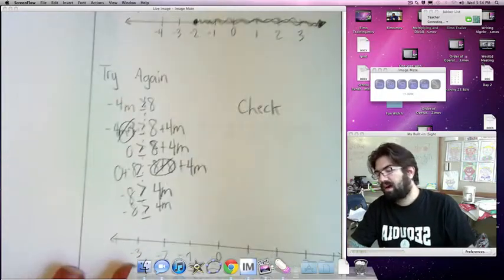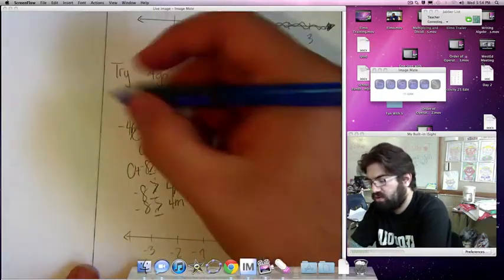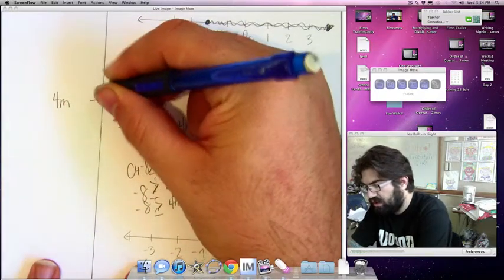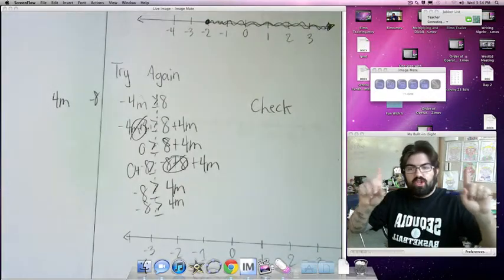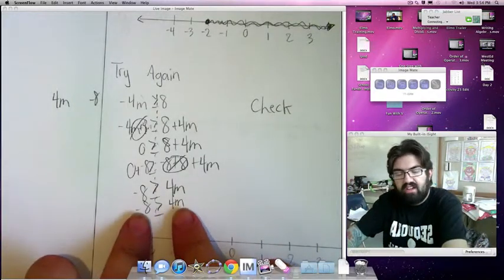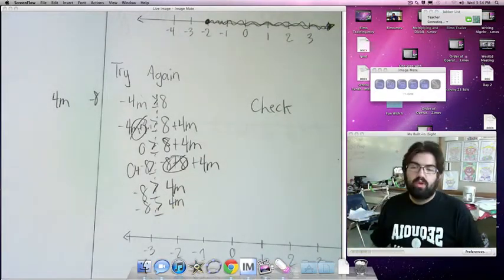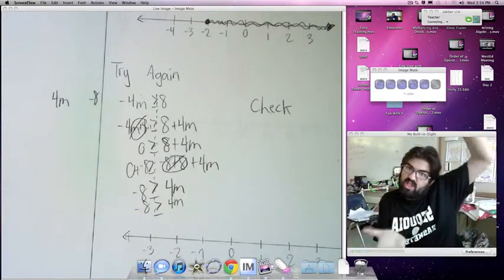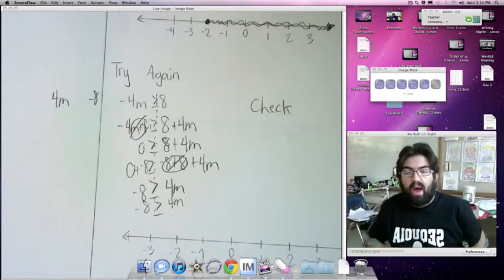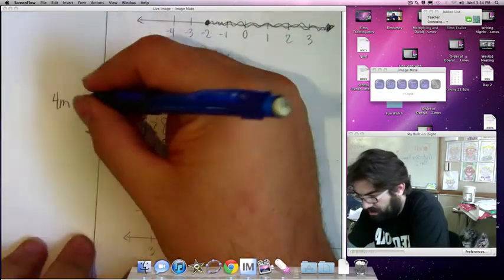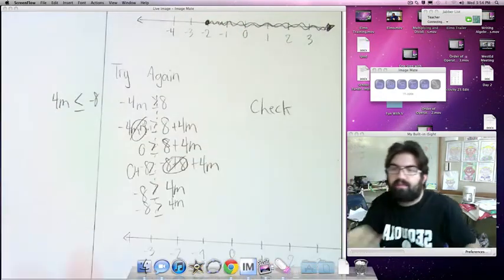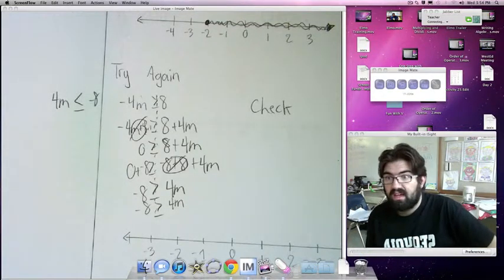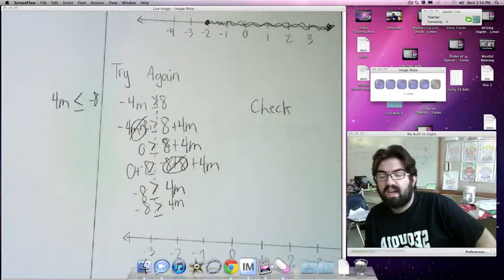Here's my question. I kind of like to have m on the other side, don't you? I prefer to have m over here and negative 8 over here. If you decide to switch the numbers, you have to switch the inequality sign also, because the alligator teeth have to go after negative 8. Okay, no problem. So now we have positive 4m is greater than or equal to negative 8.